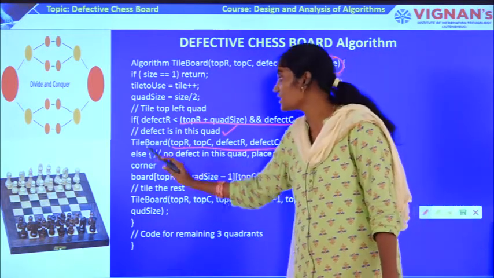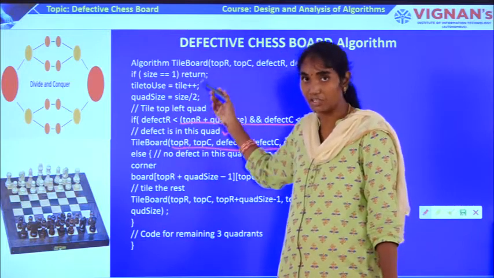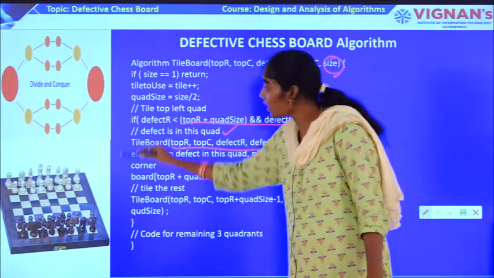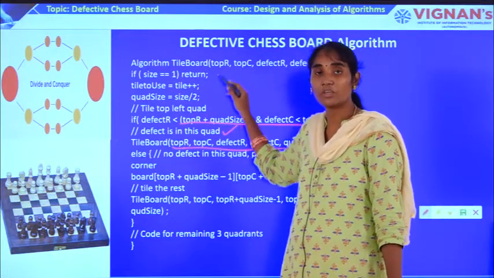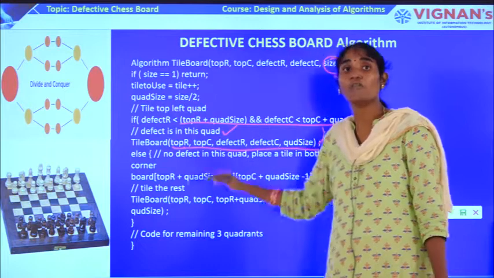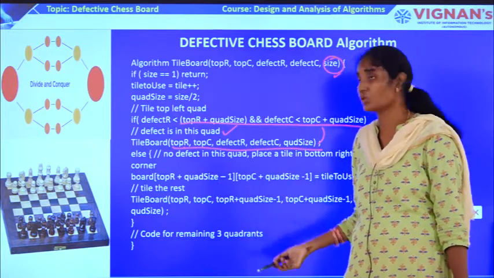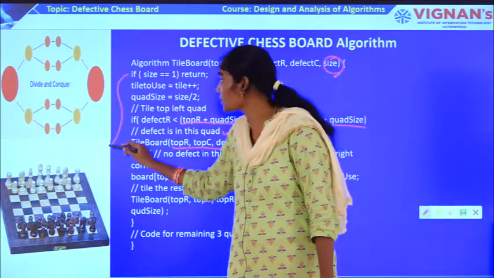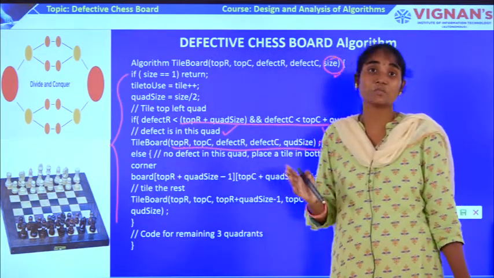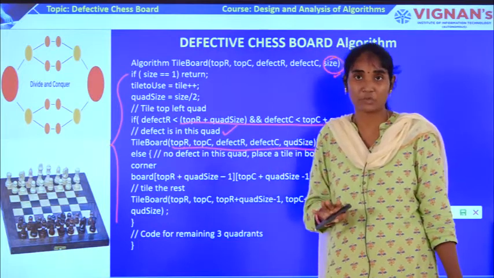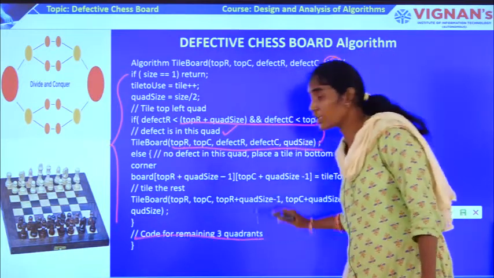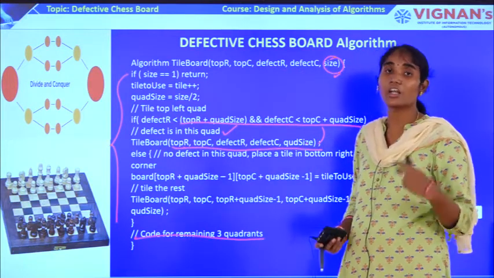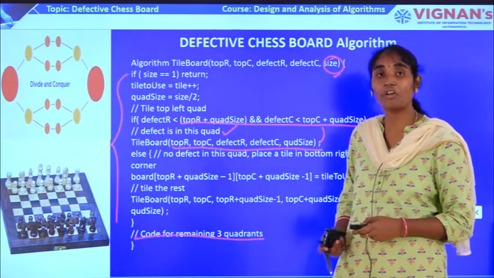Now else means no defect in that particular corner, so simply I have to consider another quadrant. The same procedure has to be repeated for all the remaining quadrants also, and this algorithm is shown for an 8x8 chessboard. So this is for the first quadrant, and the 8x8 chessboard has to be divided into 4 4x4 chessboards, right? So now this code is remaining for the remaining 3 quadrants. The quadrants mean here the remaining 3 4x4 chessboards.